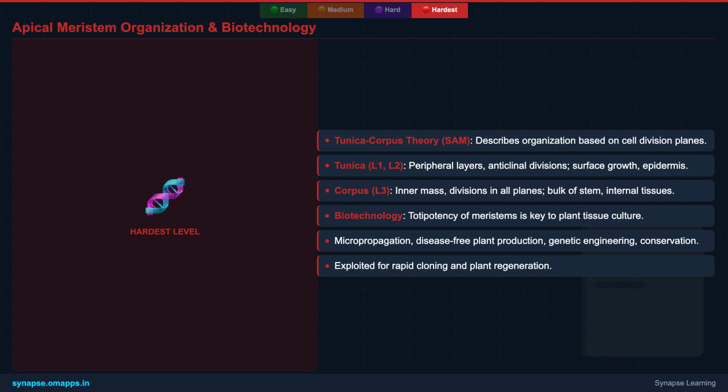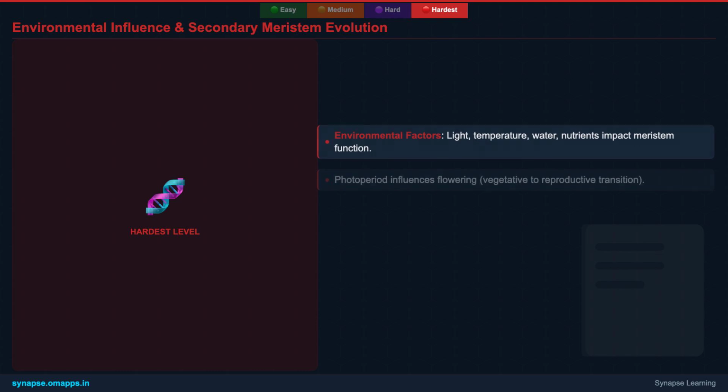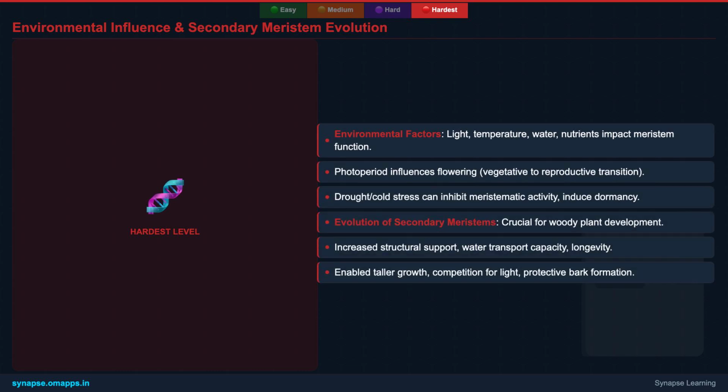The corpus, the inner L3 layer, has cells dividing in all planes, contributing to the bulk of the stem and internal tissues. This differential division pattern allows for coordinated growth and the formation of distinct tissue layers. This theory helps us visualize how a single meristem can generate such complex, multi-layered structures, from leaves to flowers, each with specific cellular arrangements. The practical implications of meristem knowledge are vast.